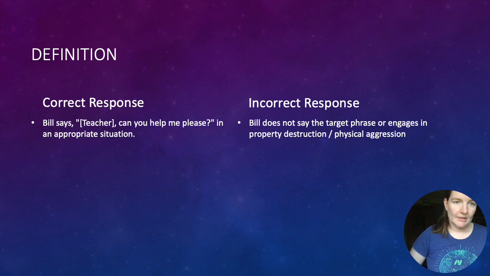So for the behavior definition, we're going to work for the correct response of Bill saying teacher's name, so whether that's Mrs. Stoker or my name, can you help me please, in an appropriate situation. And an incorrect response will be Bill not saying the target phrase or engaging in property destruction or physical aggression.